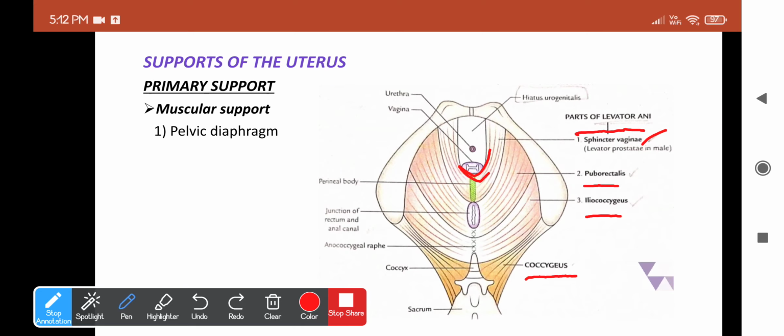Okay, and you have two main openings. One is called the hiatus urogenitalis, which is this triangular gap over here, which will accommodate the urethra and vagina in female and just urethra in males. And the hiatus rectalis, it's an opening between the perineal body and the anococcygeal raphe, and this will provide path to the anorectal junction. Okay, so this pelvic diaphragm will provide a major support to the pelvic organs and mainly the uterus.